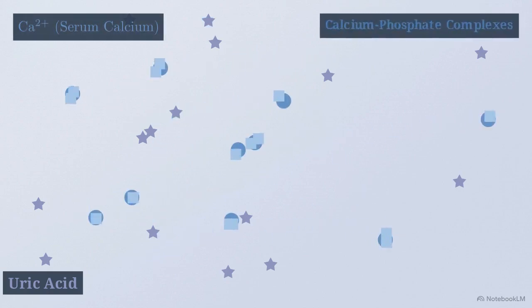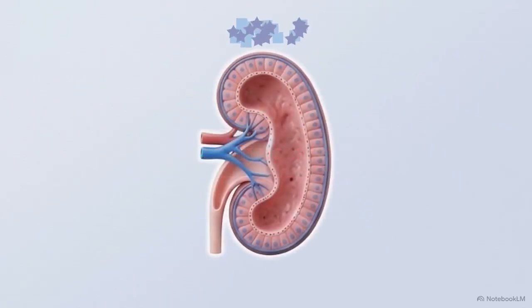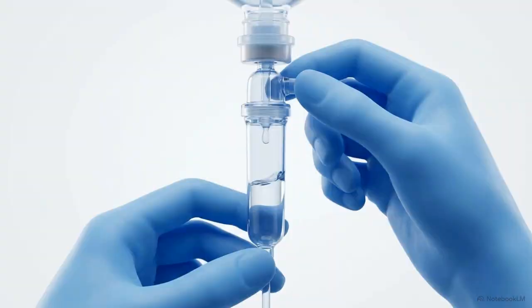This creates the biochemical triad of tumor lysis syndrome: severe hyperkalemia, hyperphosphatemia, and hyperuricemia. The excess phosphate aggressively binds to circulating serum calcium, driving a secondary severe hypocalcemia. The immediate threat targets the kidneys. Uric acid and calcium phosphate complexes precipitate directly within the renal tubules. This physical obstruction drives a rapid acute oliguric kidney injury. To prevent this crystal nephropathy, aggressive intravenous hydration is the absolute first-line prophylactic mandate before chemotherapy even begins.